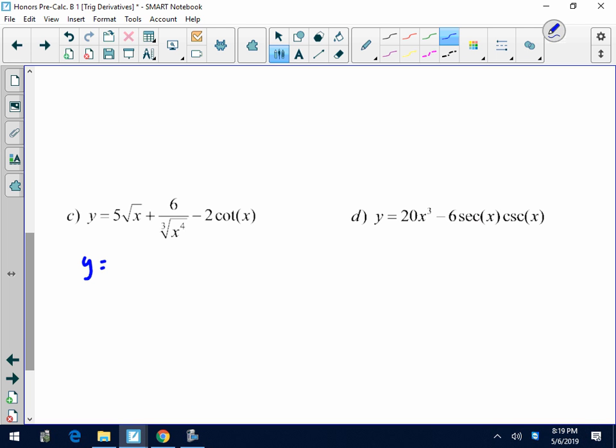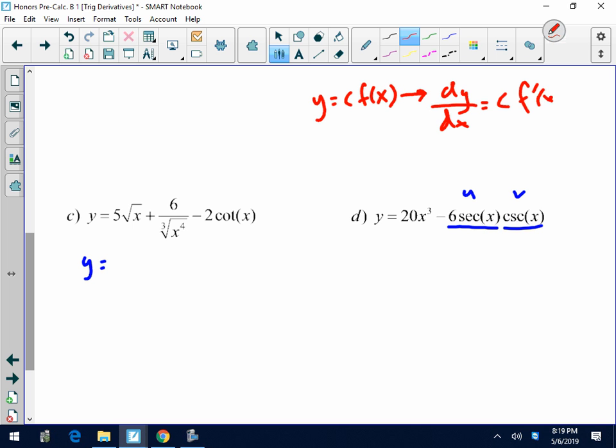Now right here, what I'm going to say is, let's let that 6 be a part of our u for our product rule, and we'll say our v is going to be our cosecant, and we can attack the derivative like that. Remember that when we have the derivative of a constant times a variable expression, that our derivative is going to be the constant times the derivative of that variable expression. Or we could think about this as the derivative of a constant times the function is the constant times the derivative of the function. So when we take the derivative of our 6 secant x, it's really just going to be 6 times the derivative of secant x when we take that derivative of u.